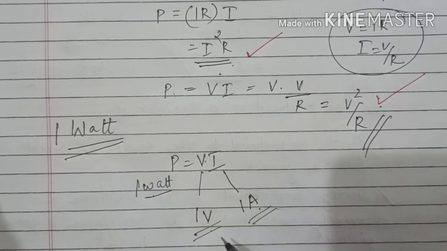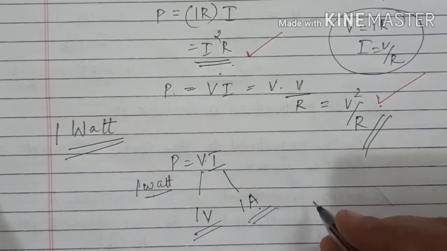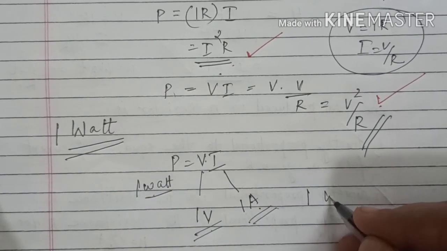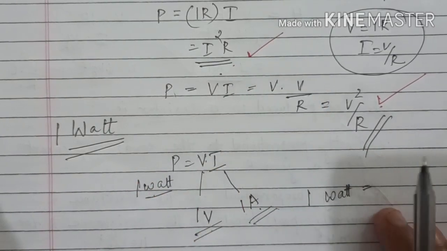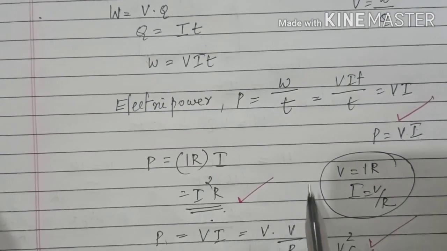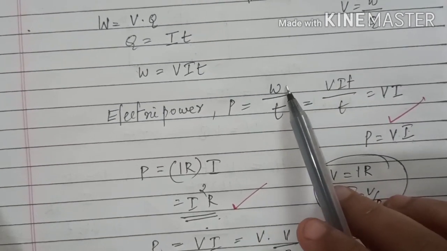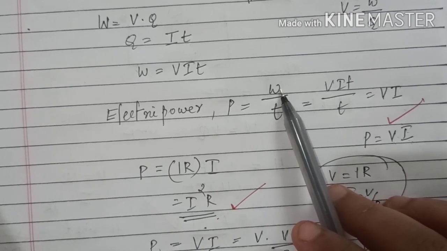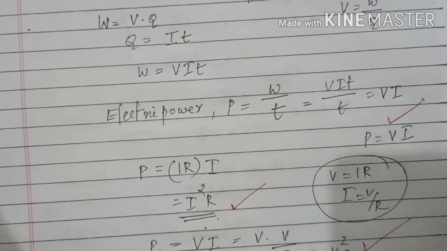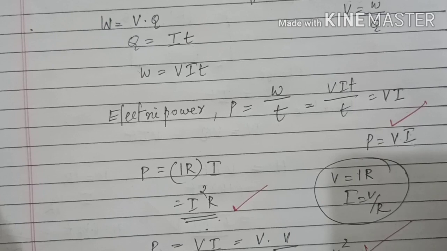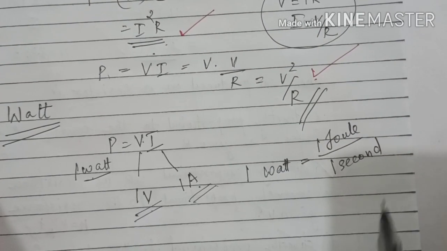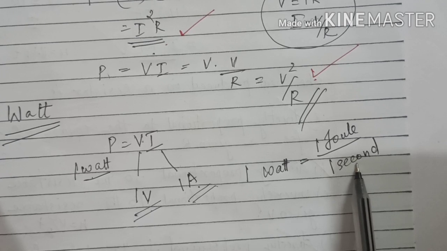So another unit also you can use. This is the SI unit. Again, 1 watt is also equal to, you know that power is equal to work by time, isn't it? Already we have discussed that equation. What is the unit of work? You have studied in 9th standard, that is joule. Unit of work is joule and time is second. So I can write 1 joule by 1 second. In this way also you can define watt. 1 watt is equal to 1 joule by 1 second.